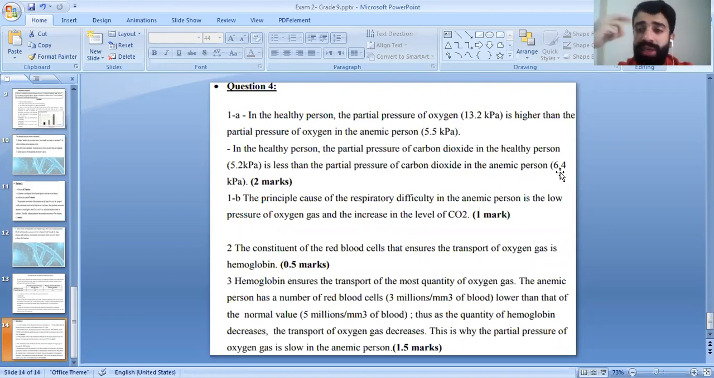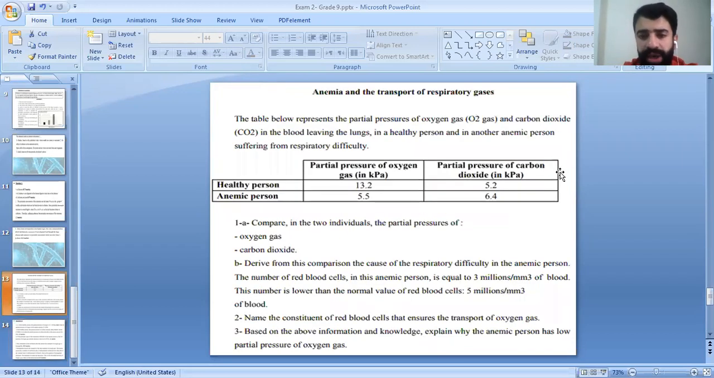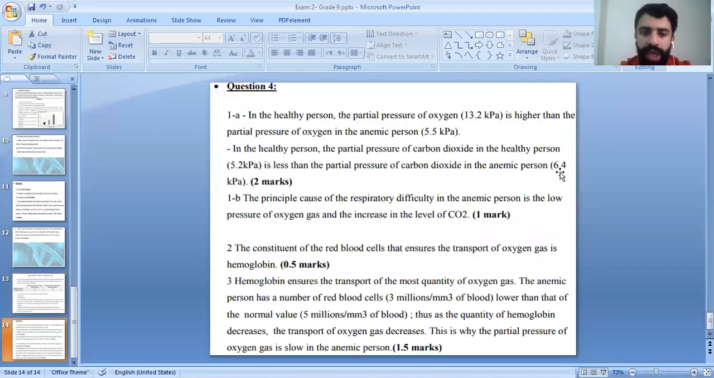These are the marks on the comparison. The values are mentioned here in the text, in the box, in the table. So you have to copy them using greater than, less than, and use the values. The principal cause of the respiratory difficulties is the low pressure of the oxygen gas and the increase in the level of CO2 pressure.